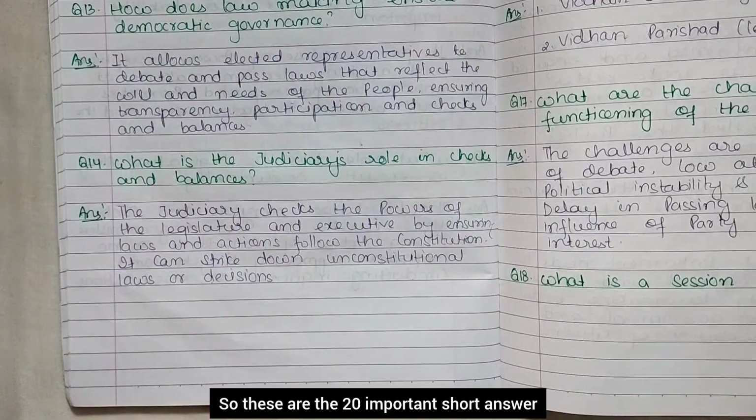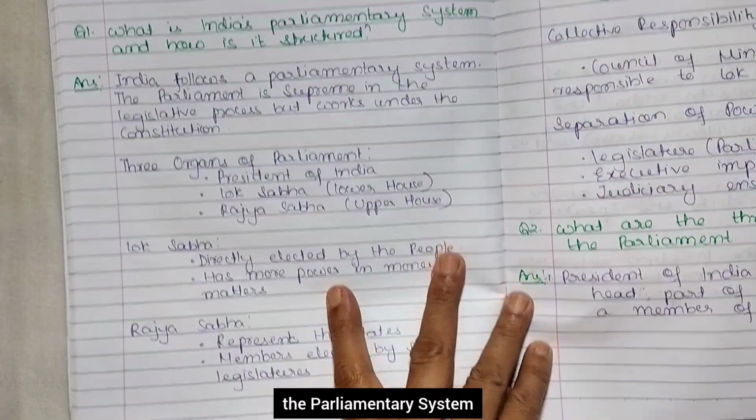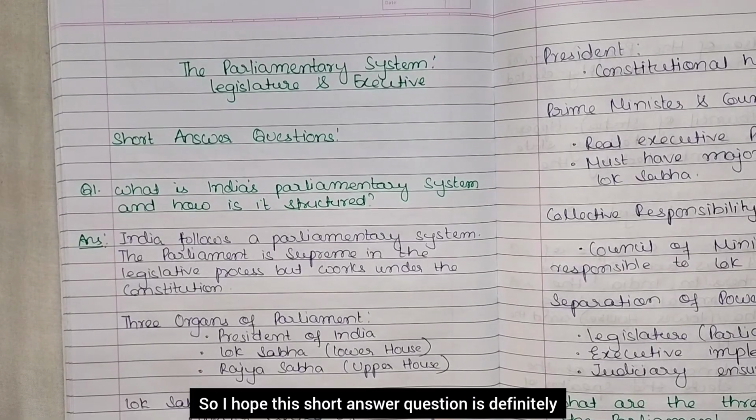So, these are the 20 important short answer questions from the chapter Legislature, the Parliamentary System, Legislature and Executive. I hope these short answer questions are definitely going to help you.